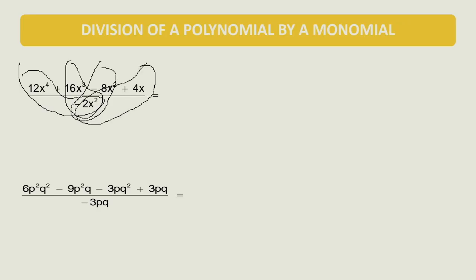Okay, so in the first one, I'm just going to write it out as separate fractions. So I have 12x4 over negative 2x squared plus 16x cubed over negative 2x squared minus 8x squared. Oh my gosh, I can't read it now.